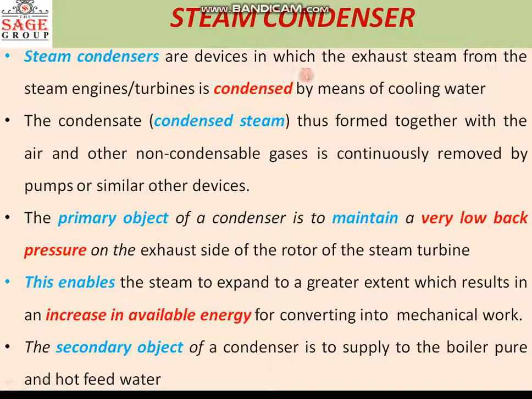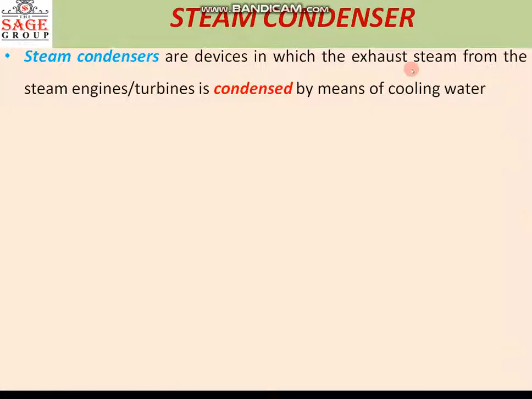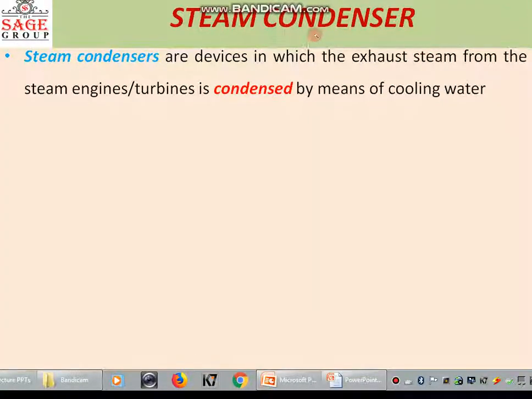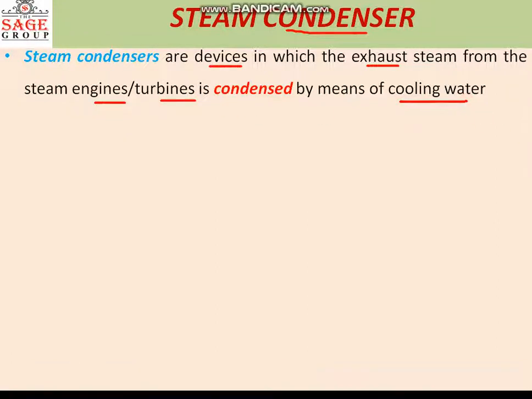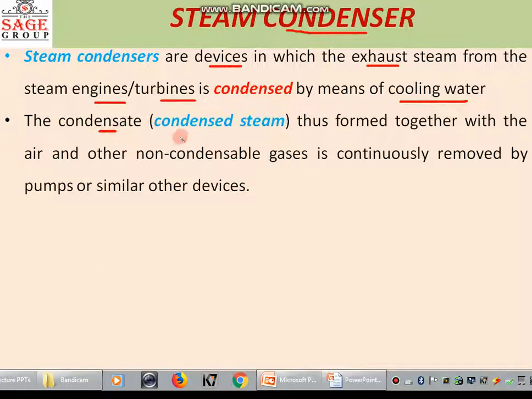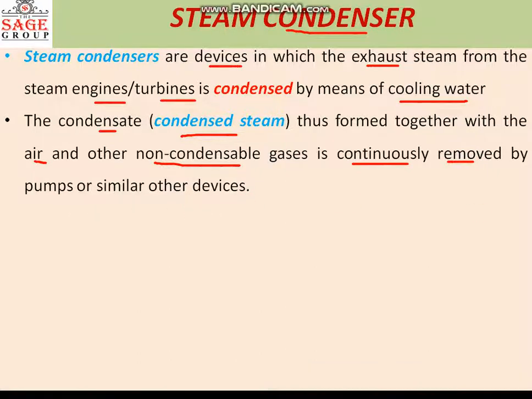Hello dear, in this lecture we will study about steam condenser. So the steam condensers are devices in which the exhaust steam from the steam engines or steam turbines is condensed by means of cooling water. Now the condensate, which is the condensed steam, thus formed together with the air and non-condensable gases, is continuously removed by pumps or other similar devices.